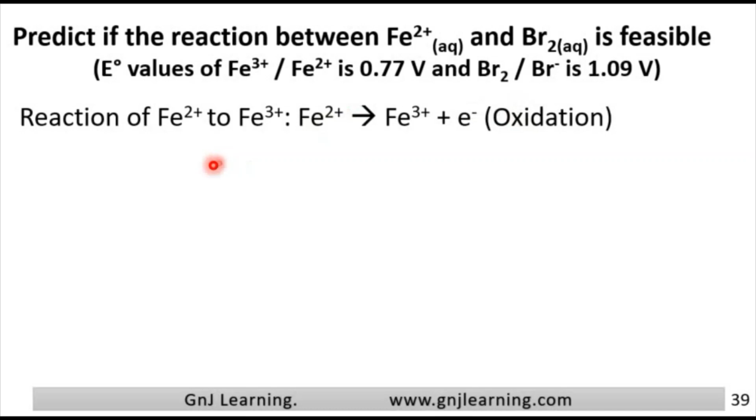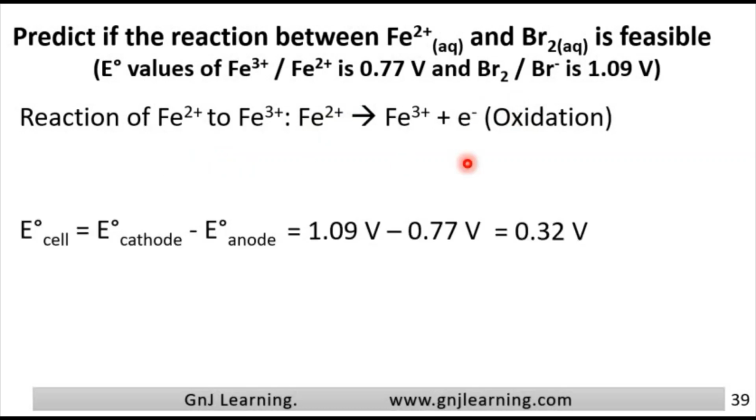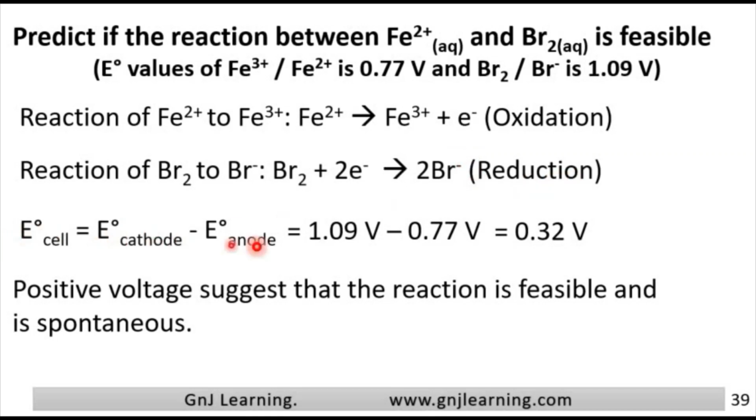Again the same steps. First you have to write the oxidation reaction, then the reduction reaction, then calculate E0 cell, which gives 0.32, exactly opposite of what we got in the last slide. That means a positive voltage, and the reaction is feasible and is spontaneous. So again, if two reactants are given, one will be the oxidizing agent and the other will be the reducing agent. What you have to be careful about is picking the right oxidizing agent. If the oxidizing agent has higher E0 value, then E0 cell will be positive and the reaction will be spontaneous.